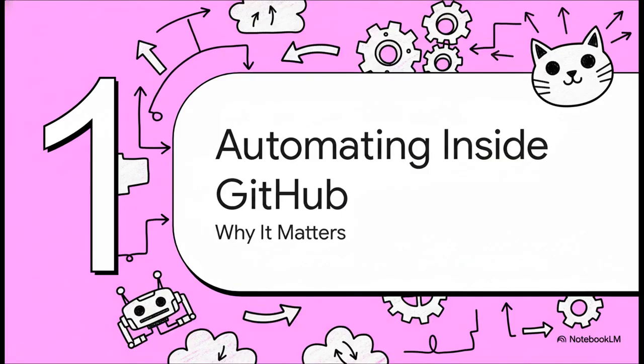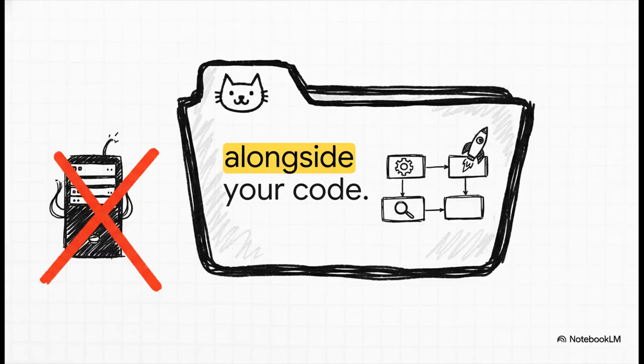So first things first, automating inside GitHub. This section is all about the fundamental shift in thinking that makes GitHub Actions such a game changer. And this right here is the absolute core of it. The big idea is that your automation, your entire CI/CD pipeline, lives literally right alongside your code in the same repository. This means there's almost zero setup, and you get this incredibly deep integration with everything you're already using, like pull requests, code reviews, and releases.